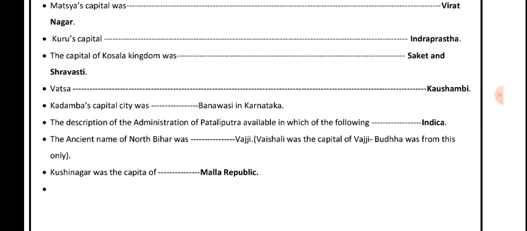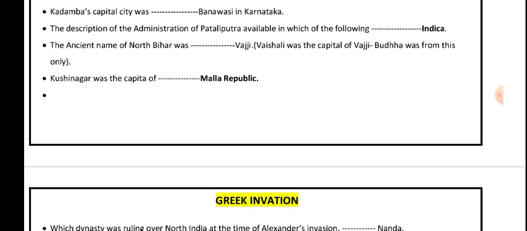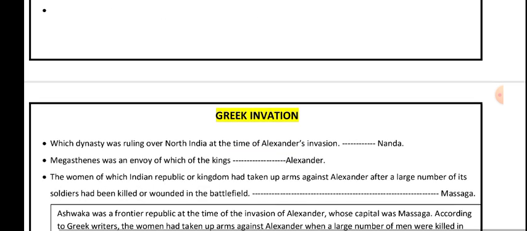Kadamba's capital city was Banavasi in Karnataka. The description of the administration of Pataliputra is available in which of the following? Indica. The ancient name of North Bihar was Vajji. Vaishali was the capital of Vajji. Buddha was from this region. Kushinagar was the capital of Malla.